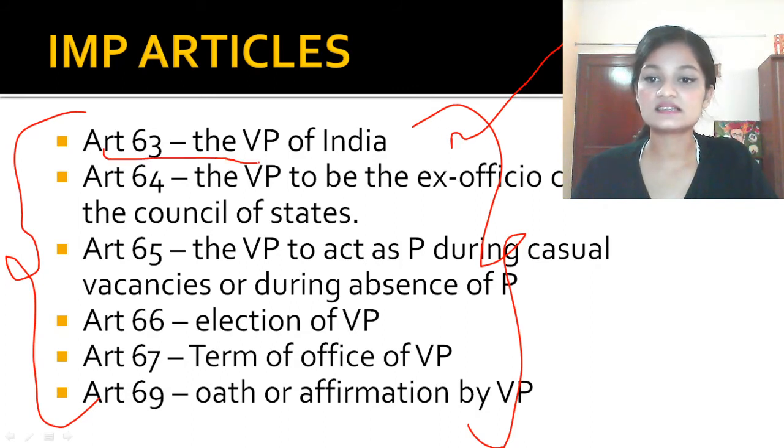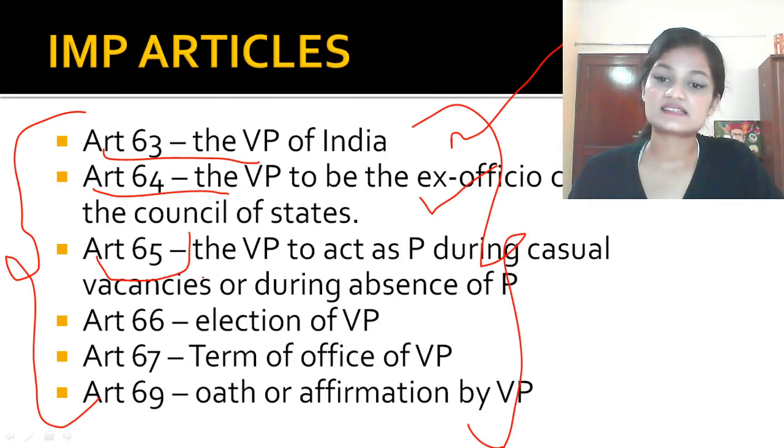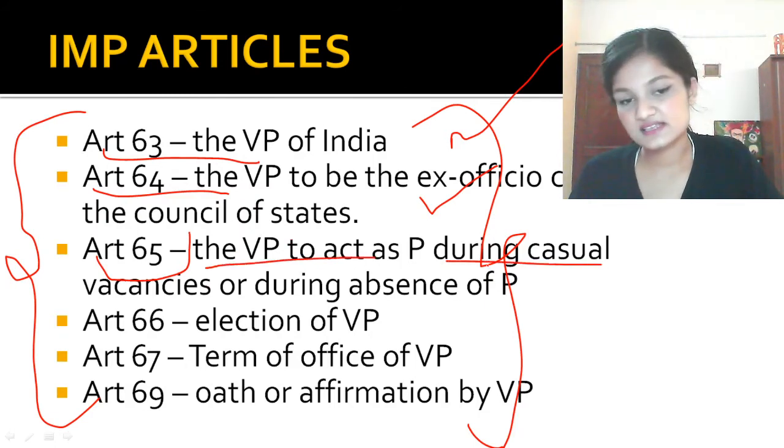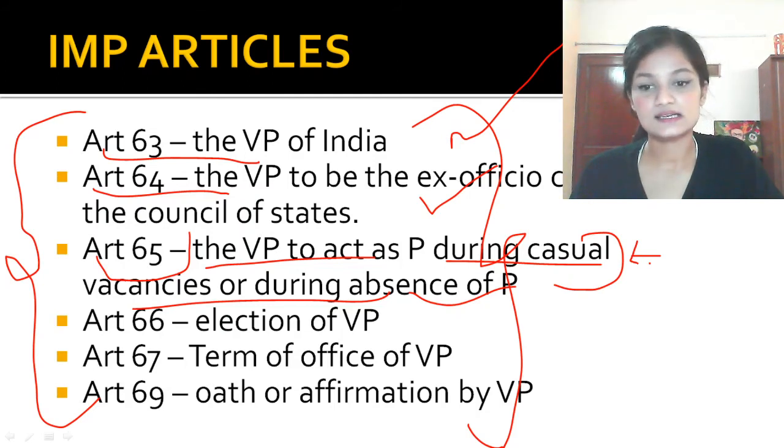So article 63 states that there shall be a vice president of India. Article 64 states that the vice president is to be the ex officio chairman of the Council of States. The exact words are, the vice president shall be ex officio chairman of the Council of States and shall not have any other office of profit. Article number 65 is important because it says that the vice president is to act as president during casual vacancies or during the absence of the president. We have discussed article number 65 at great length.